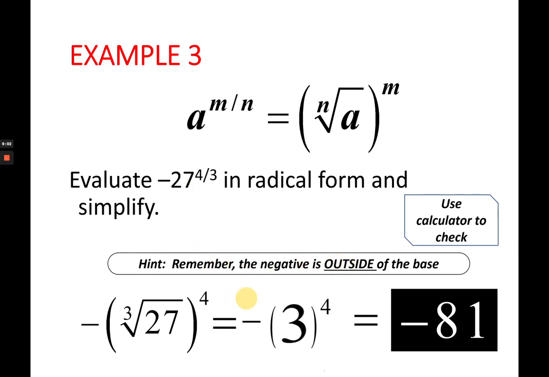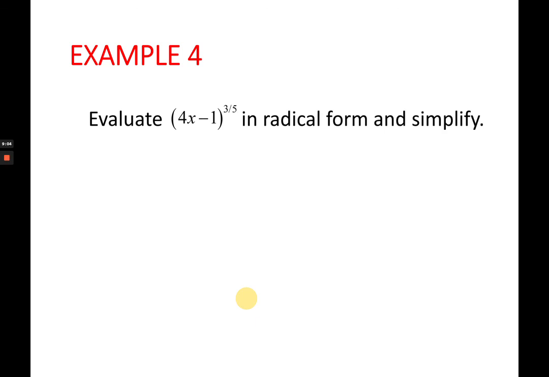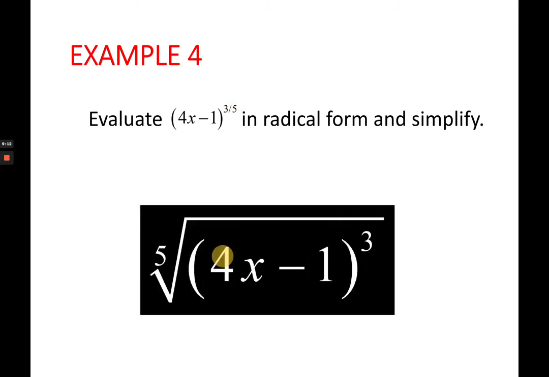Let's have example number 4. Here you have a binomial raised to the power of 3/5 in radical form. 5 is the root, and the whole expression is enclosed with parentheses with a power of 3. This is a lot of work. We just wrote the expression in its radical form, and this is called the fifth root of the cube of 4x minus 1.